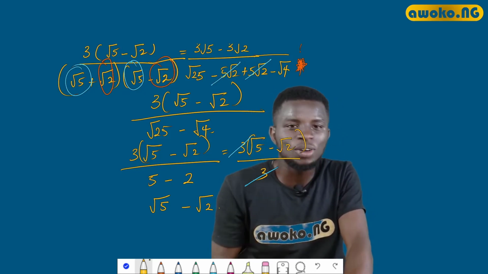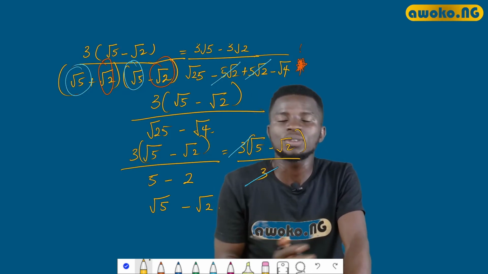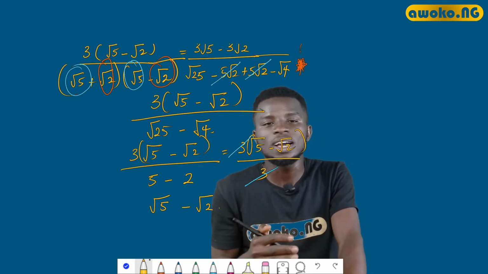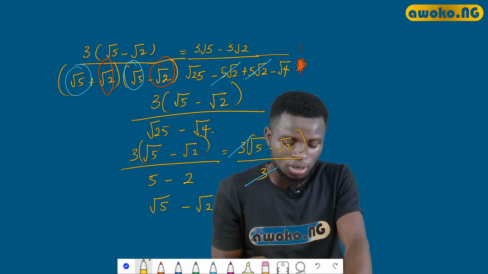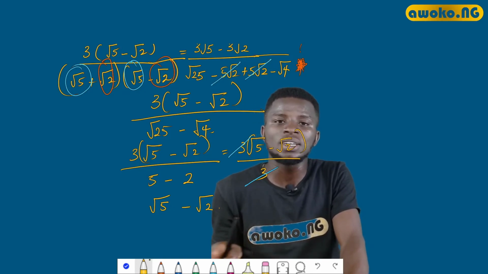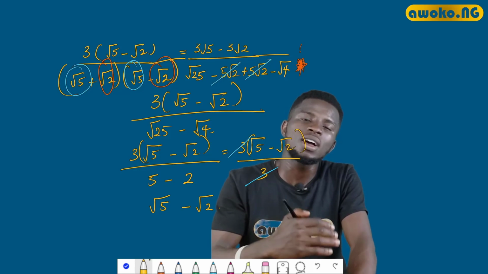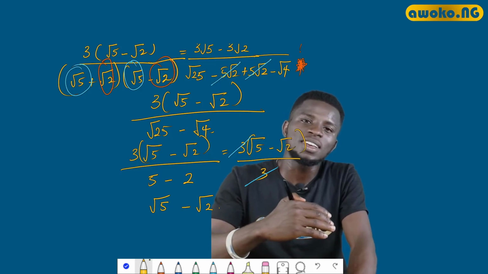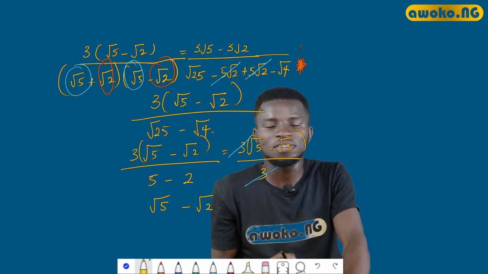Okay, I'm sure we have done justice to the concept of rationalization and surds in general. So this is actually the basic thing we need to know about surd. Any other question you see whatsoever in surd is going to be just like a modification of what you already have here.